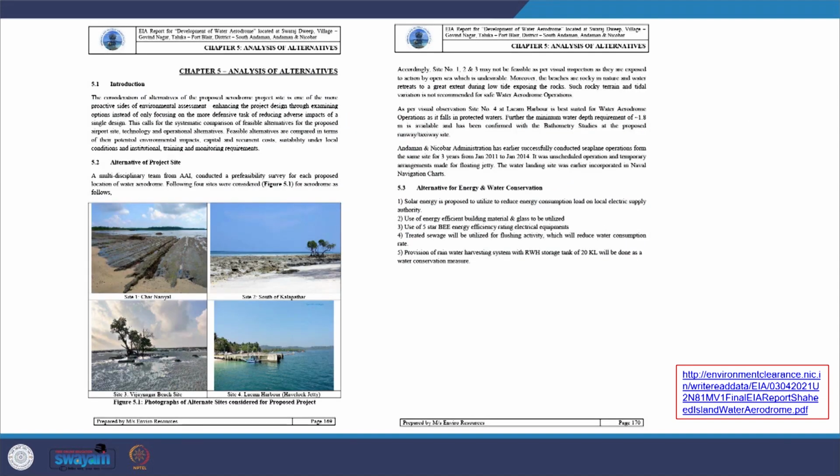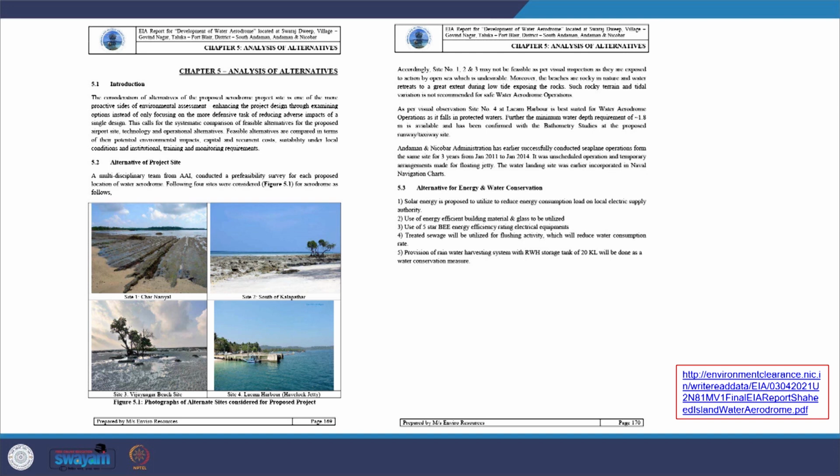So we're going to look at Chapter 5 from the EIA report, where we are looking at the analysis of alternatives. So how different alternatives were looked into for this particular project. While looking at the alternatives in this particular case, the team looked into alternative project sites. So you see different project sites which they looked into. They have identified those project sites, site 1, site 2, site 3 and site 4, and then they evaluated for its feasibility and what kind of impacts it would have.